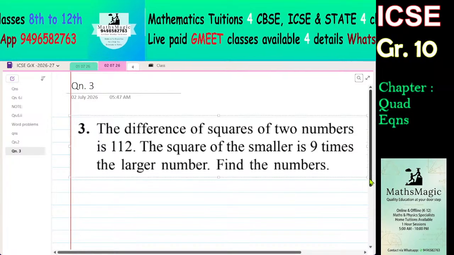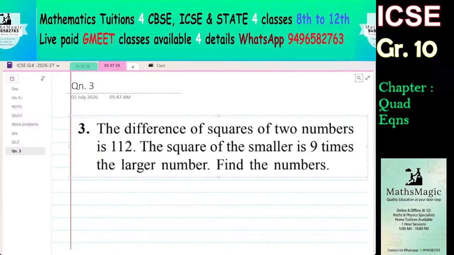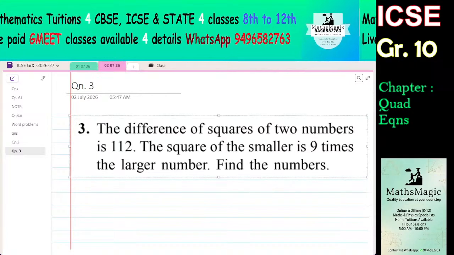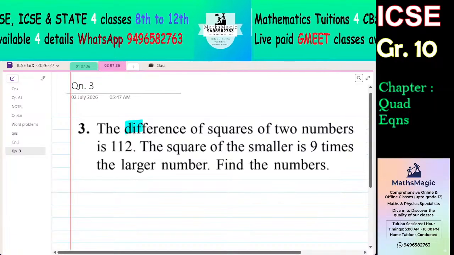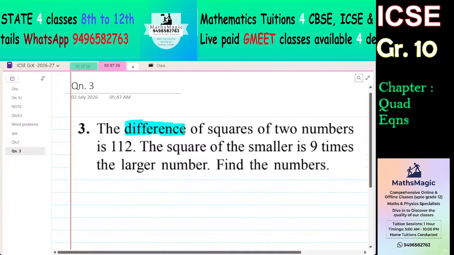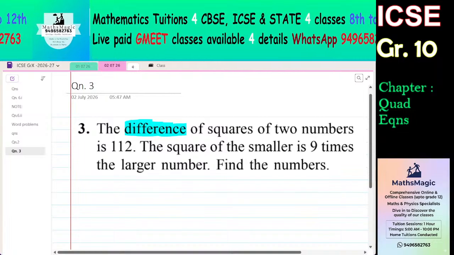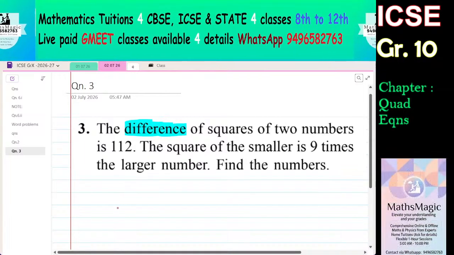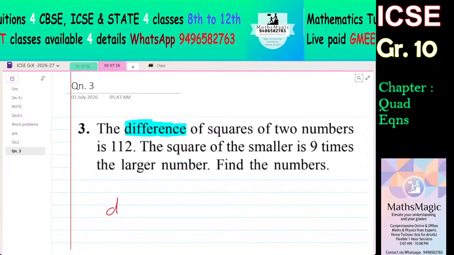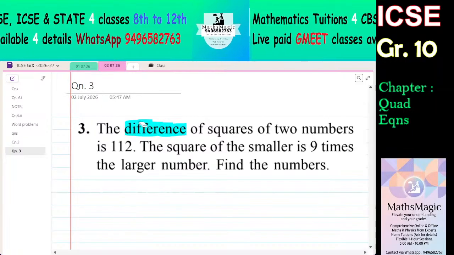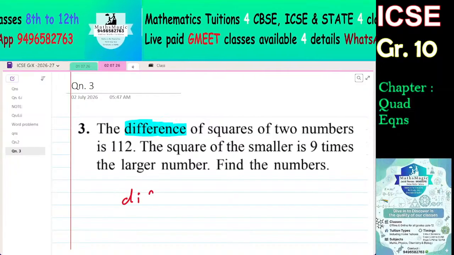The difference of squares of two numbers is 112. So here I will be highlighting one thing first. What does it mean by difference? Many got confused with that. Difference means it's actually subtraction itself. Yeah, as you said, minus. So, but with a difference.